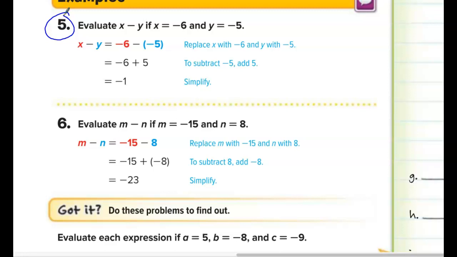So what do I need to do first to evaluate x minus y? Figure out what they are. Well, what is x? Negative 6. And y is? Negative 5. So I need to take those numbers and substitute them, right? Yeah. So every time I see x, I'm going to write negative 6, minus y, which is negative 5. Now, can you rewrite that as an addition sentence for me, Levi?